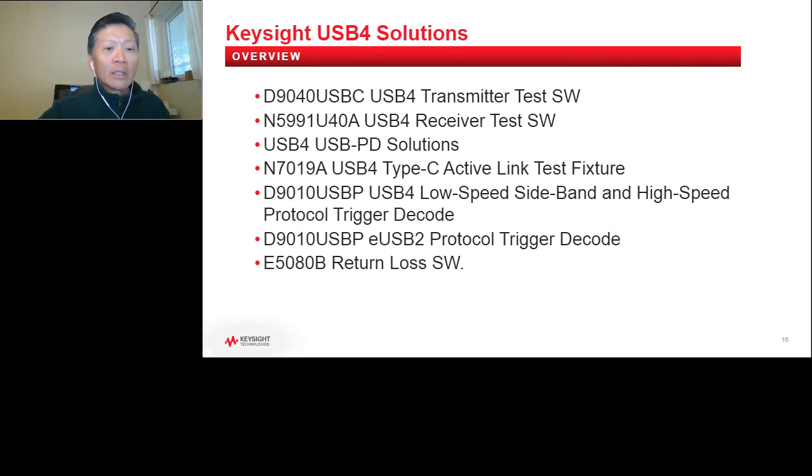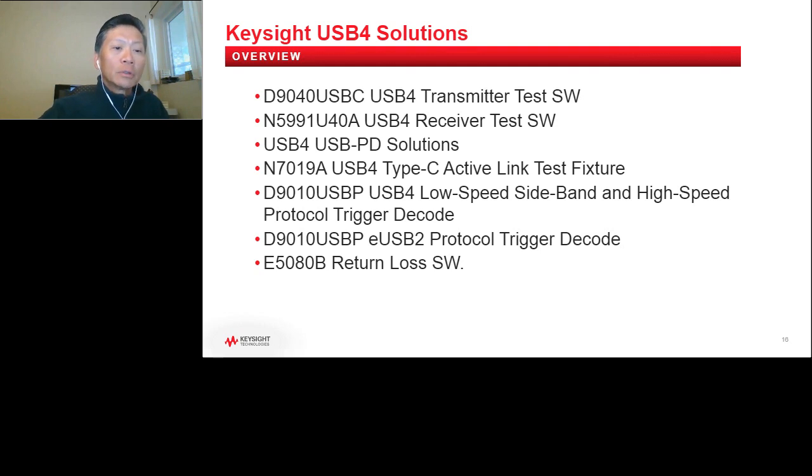In the previous slide, I talked about how you must look at both the high-speed and low-speed lanes on a Type-C active link. Keysight has introduced a new N7019A Type-C active link fixture. With this fixture, you can connect to and view all Type-C links. For example, you can look at VBus, PD, CC, USB 2, USB 3.2, USB4, and Thunderbolt 4. All signals are available using the N7019A.